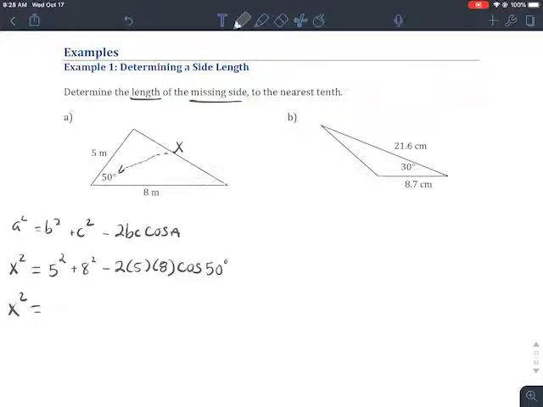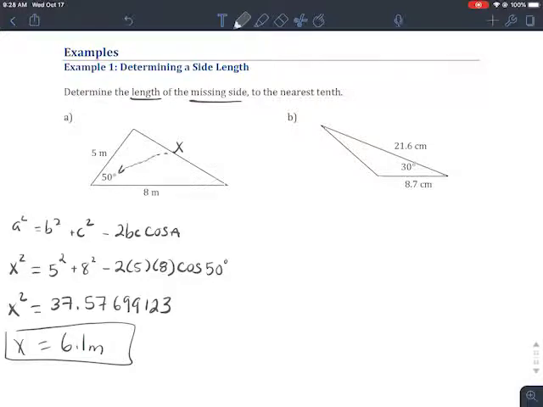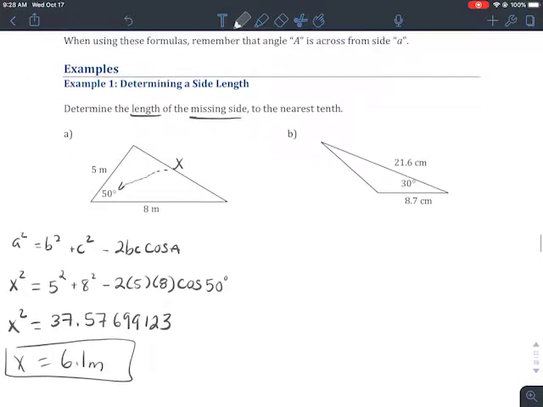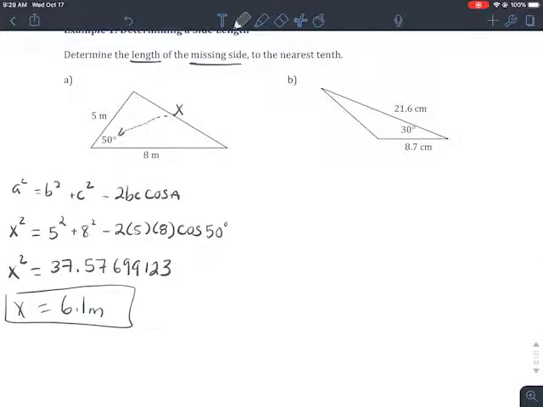8 cos 50. Okay, so as a decimal, making sure your calculator is still in degree mode for this, 37.576999123. Now in order to figure out what that side length actually is, you're going to have to square root both sides. Just square root that long decimal we just wrote down, and to the nearest tenth, x works out to be 6.1 meters.